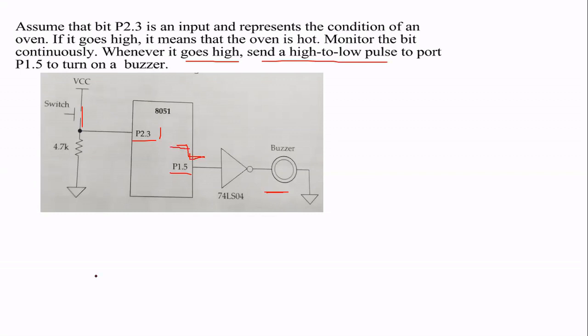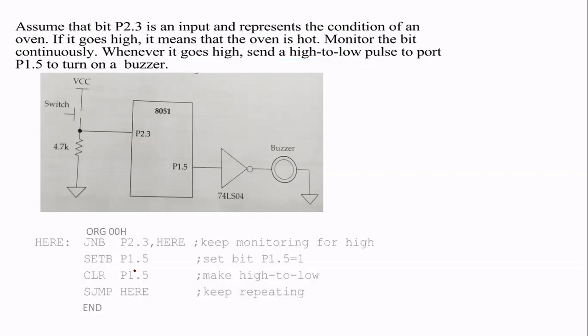So this is the requirement of the program. If this is the program, let us see how to work it out. Let us write a program for this, where we organize at 00h and originate at 00h. I start writing my program at 00h. Then I'll check the bit P2.3. That is the bit I'll be checking, right?